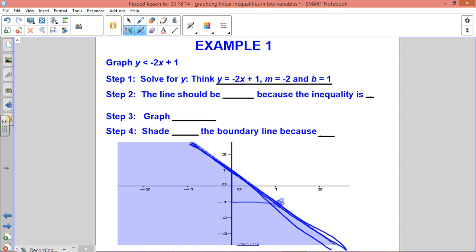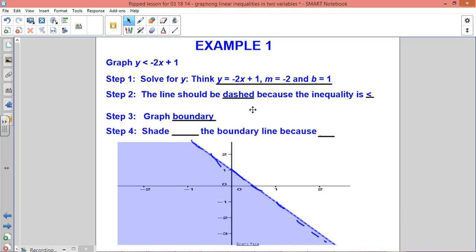Second step, I need to decide what kind of line that line should be. Because the inequality is less than, the line should be a dashed line. So you notice I put in a dashed line here instead of a solid line. Next, I graph it, which I've kind of already done. I graph the boundary, or the line.